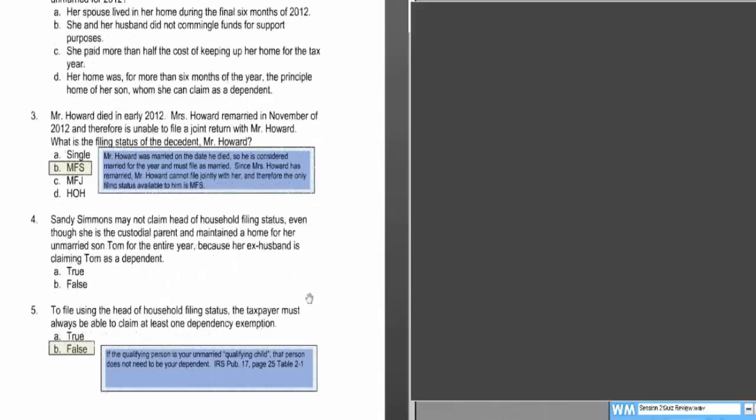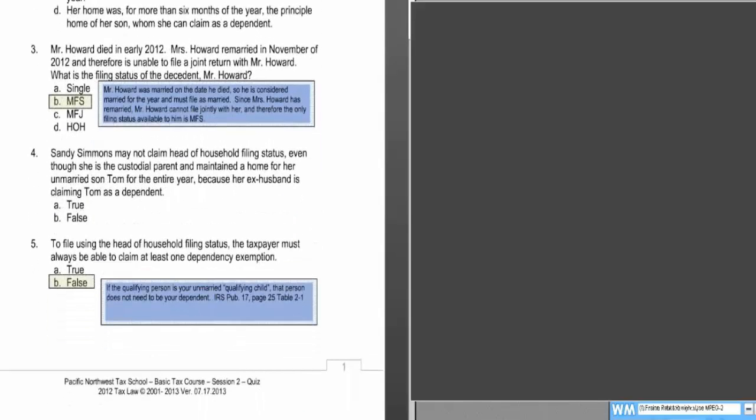Okay, let's take a look at number 5. To file using the head of household filing status, the taxpayer must always be able to claim at least one dependency exemption, true or false. The correct answer is B, false. If your qualifying person is your unmarried qualifying child, that person does not need to be your dependent. We can find this in IRS Pub 17, page 25.